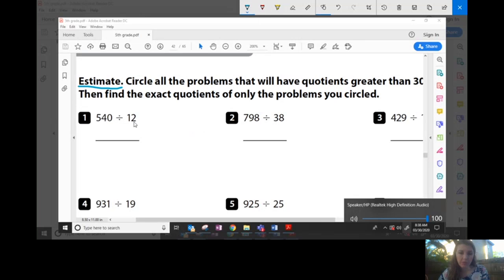All right, so the first one, let's keep the divisor at 12 because that's a basic number that I can already work with easily. And then I'm going to look for something compatible with 12 that I can change 540 to, that I can estimate it to.